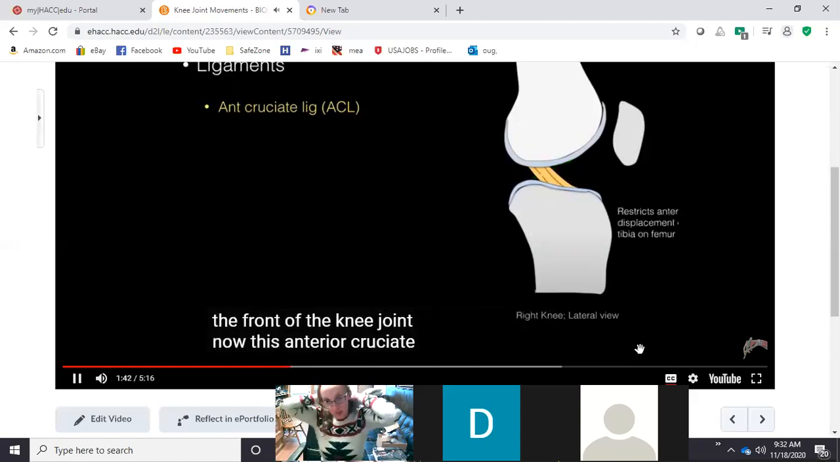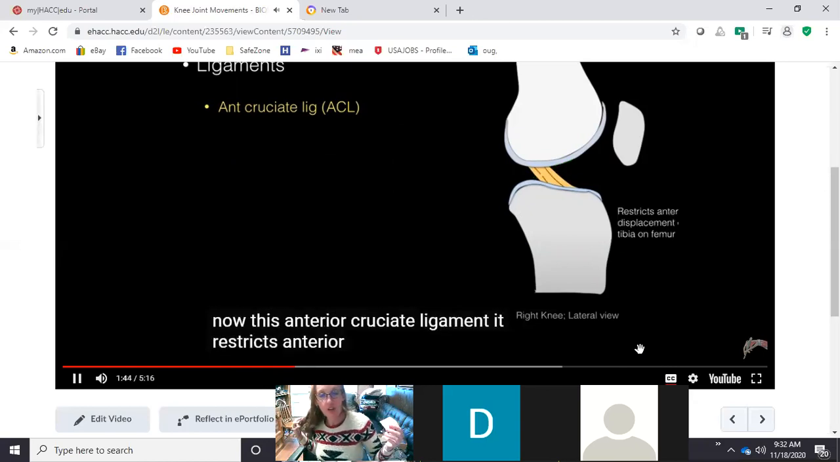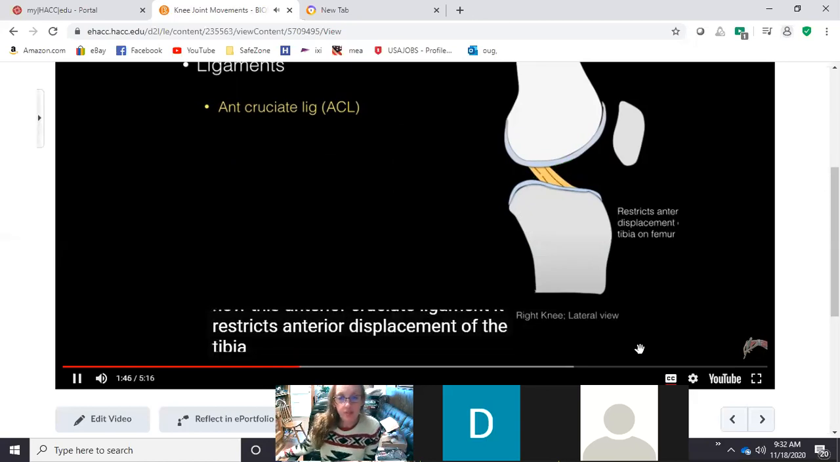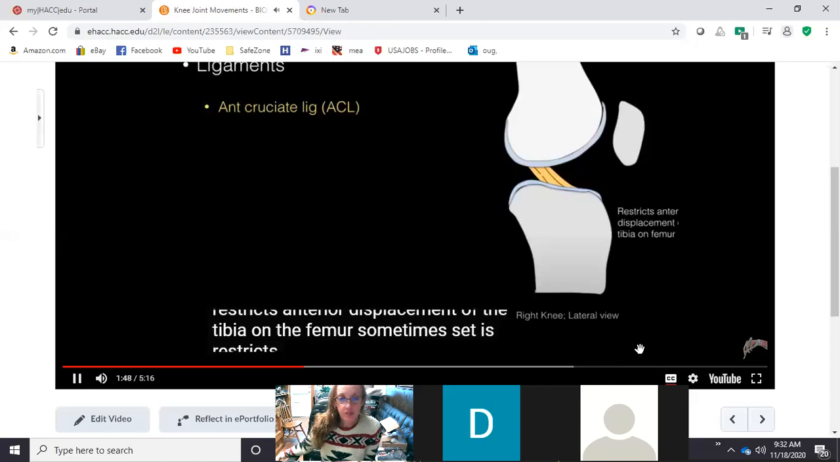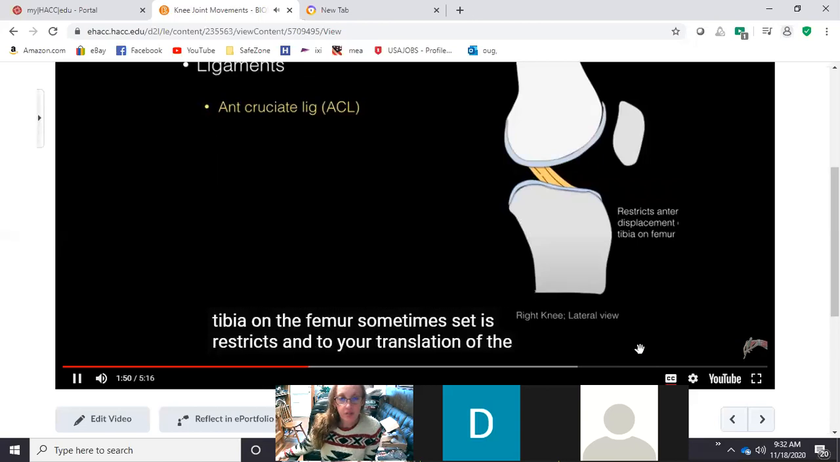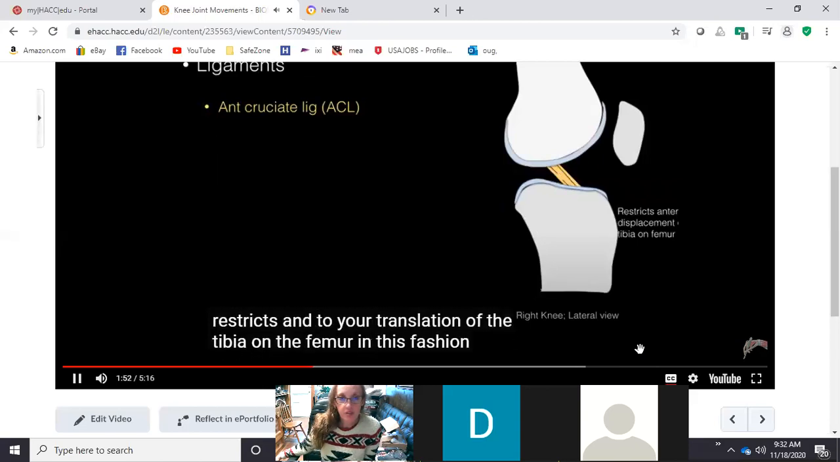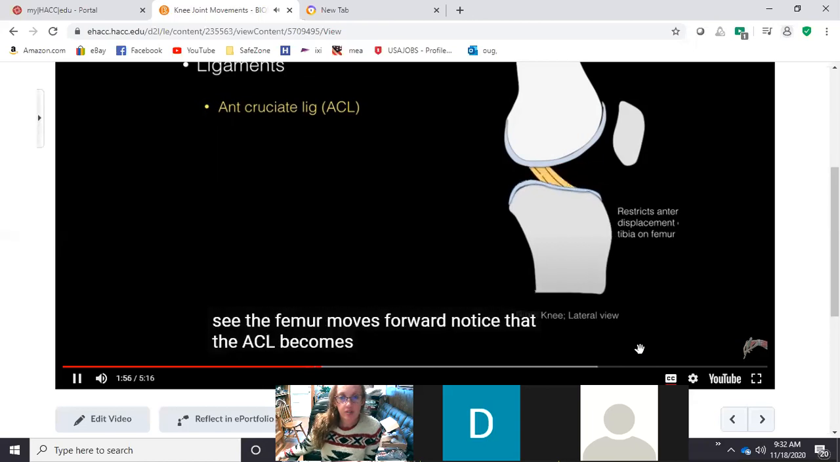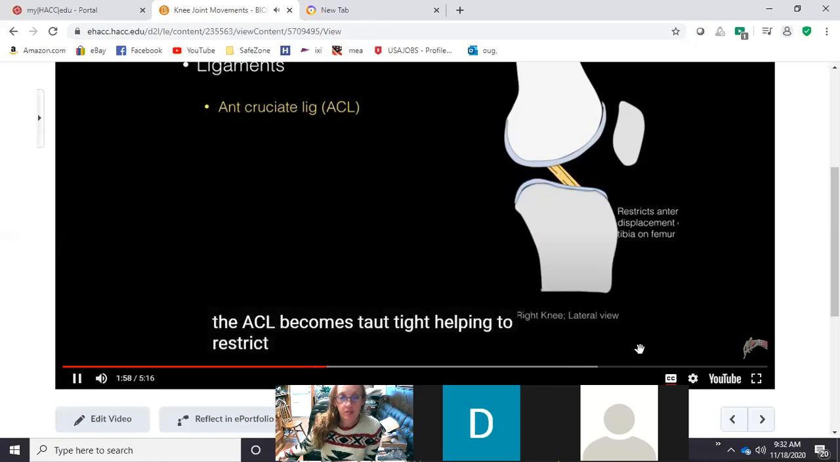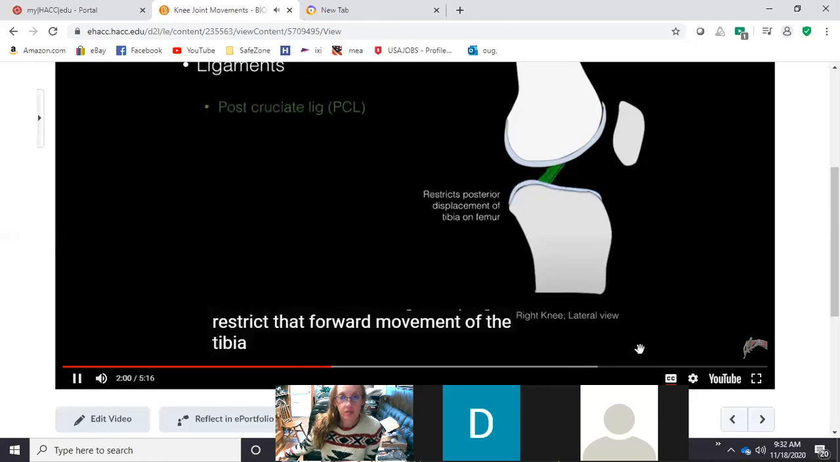Now, this anterior cruciate ligament restricts anterior displacement, or anterior translation, of the tibia on the femur. In this fashion, when you see the femur move forward, notice that the ACL becomes taut, tight, helping to restrict that forward movement of the tibia.